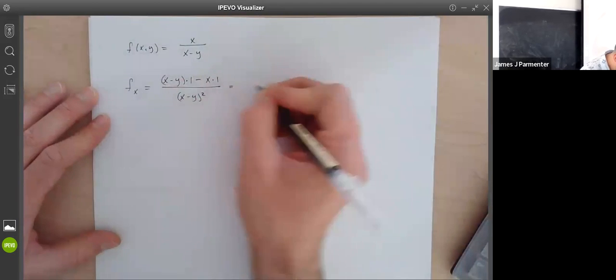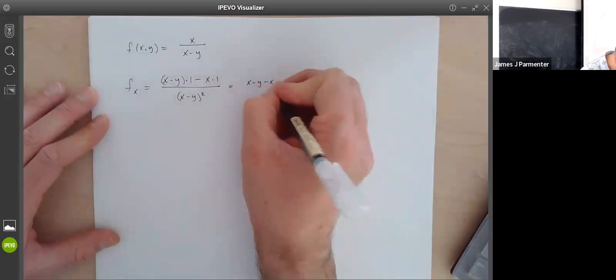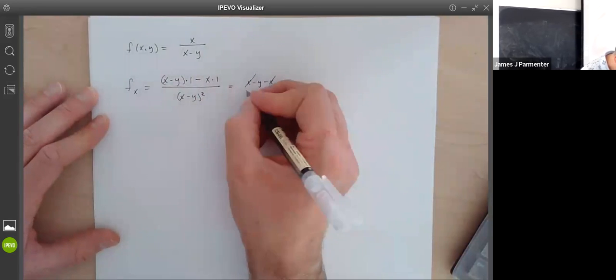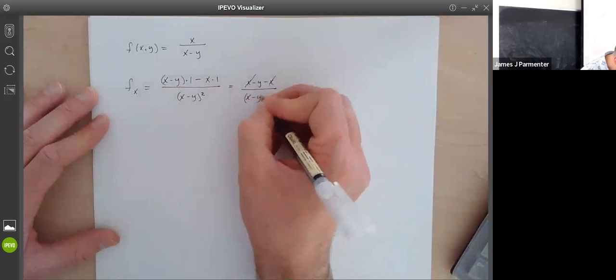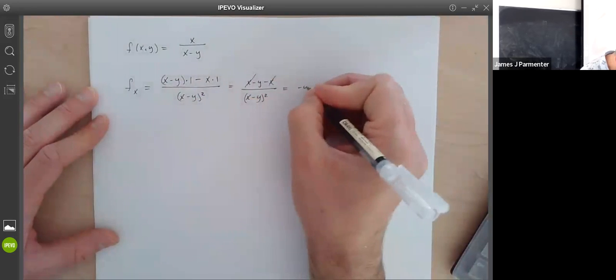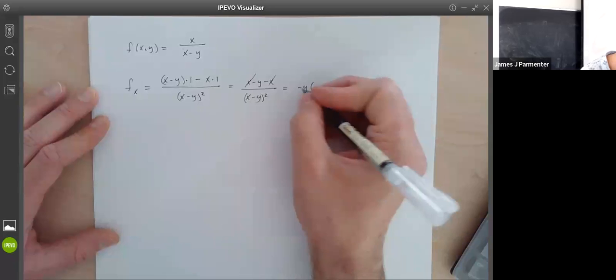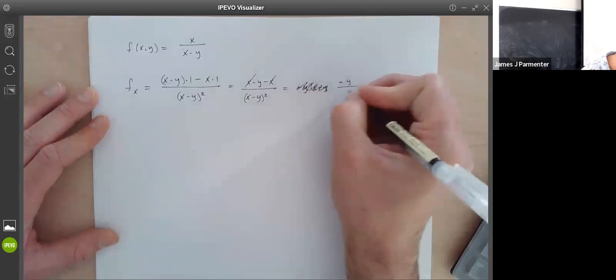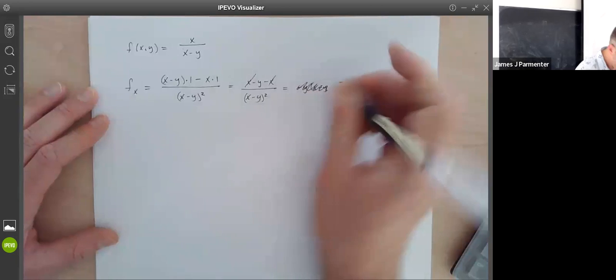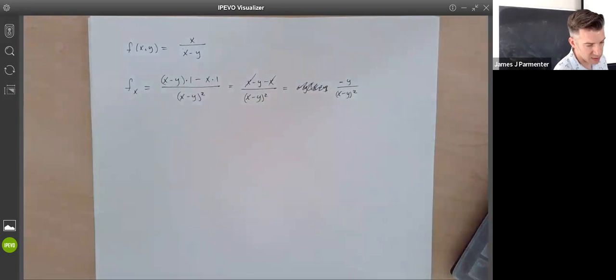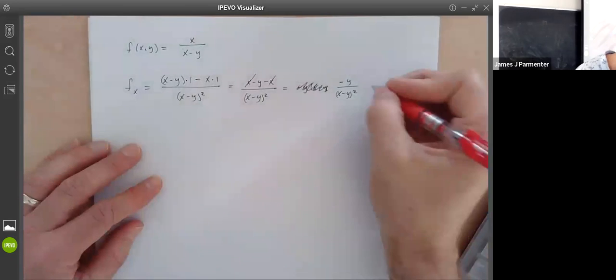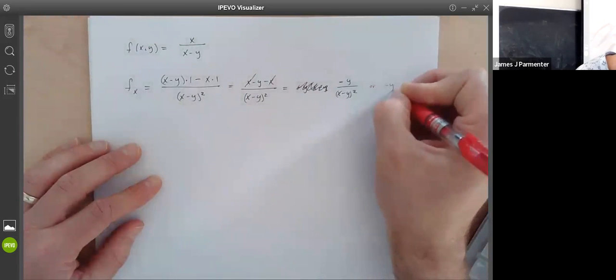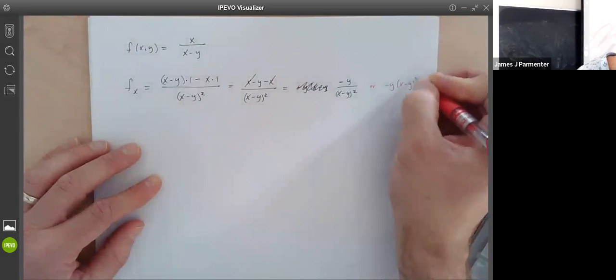So simplifying, I get x minus y minus x, so those x's cancel, over x minus y squared. So I would say that's negative y times... oops, not times. I got ahead of myself there. It's negative y divided by x minus y squared, which I might find convenient later on to think of as negative y times x minus y to the negative second.